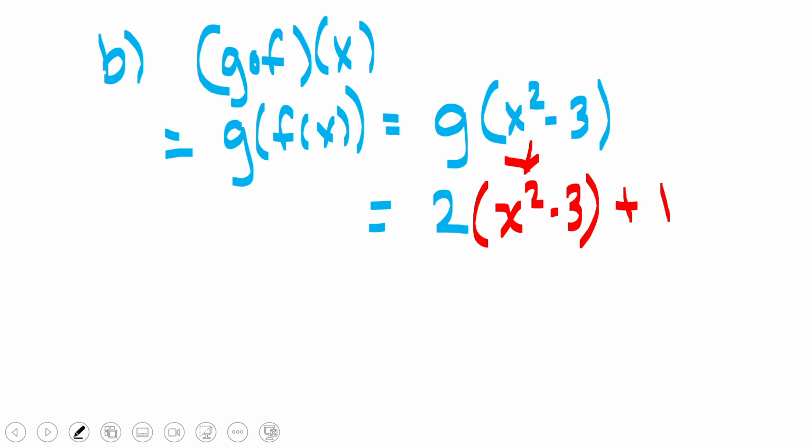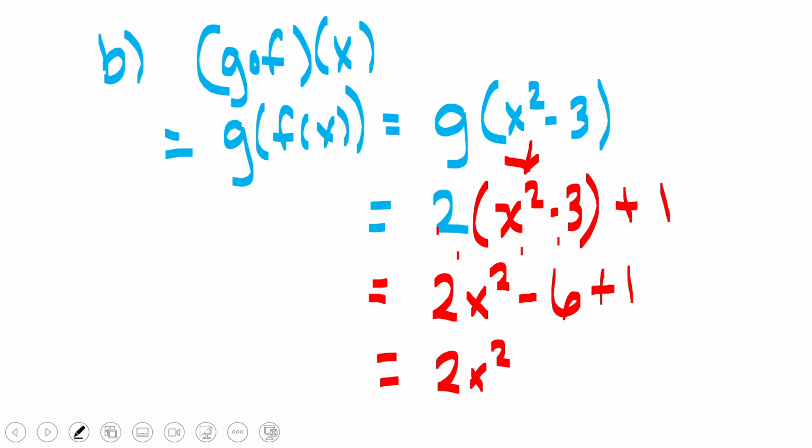So everywhere we see an x in the g function, we are plugging in the f for the x. So the f expression is going to fit in there. Okay, then we start evaluating 2 times x squared. Got that. 2 times negative 3, negative 6. And that's plus 1. So simplified, that's 2x squared minus 5.